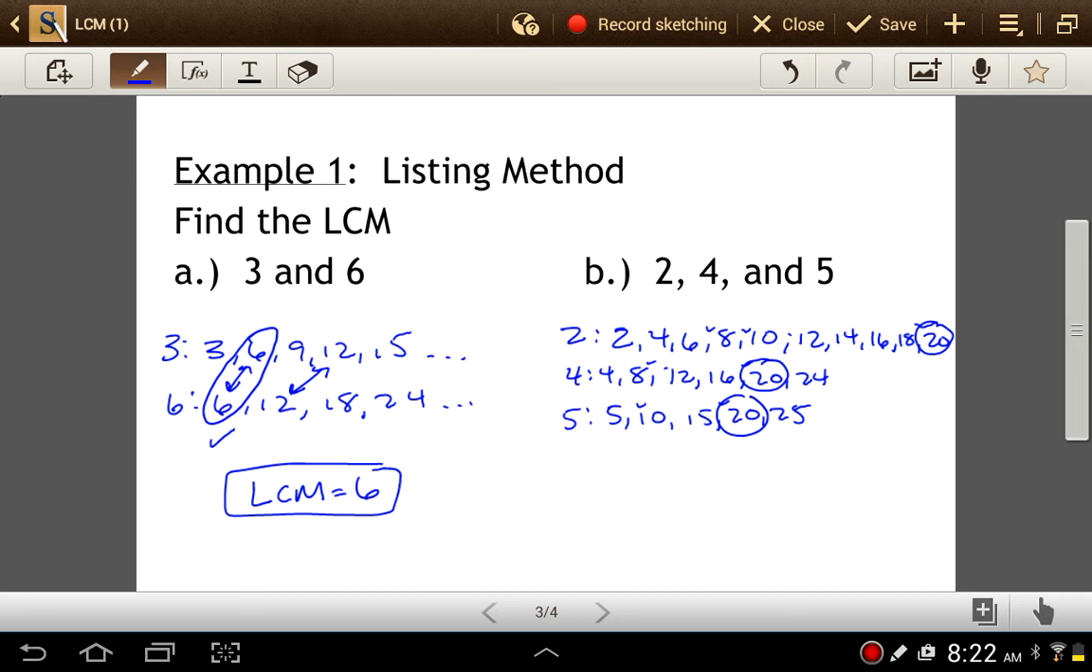Notice in this one, I had to write more because I wasn't far enough. So just because you make an initial list doesn't mean you're done. Sometimes you have to write more. Okay, you find the first number they all have in common, and that is 20. So the LCM is 20. If you need to pause, go ahead. Otherwise, I'll be going on to example 2.